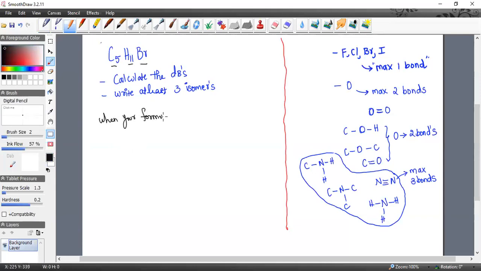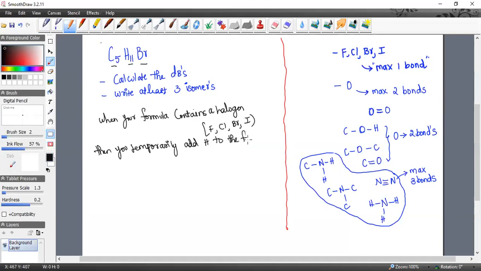When your formula contains a halogen, which is either fluorine, chlorine, bromine, or iodine, then you temporarily add hydrogen. You temporarily add hydrogen to the formula.